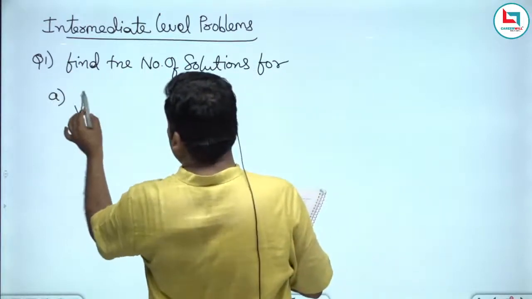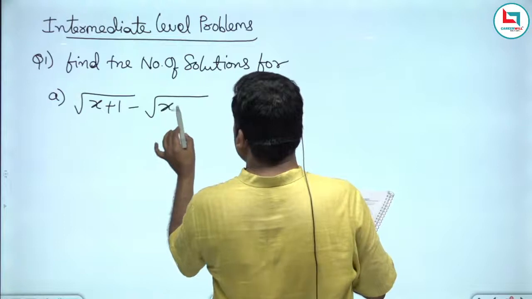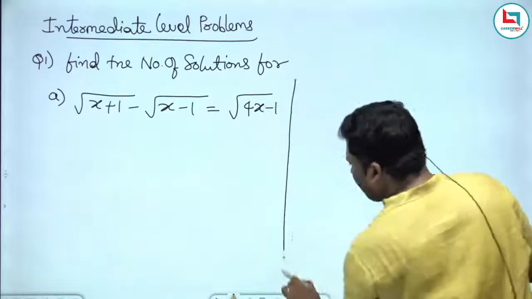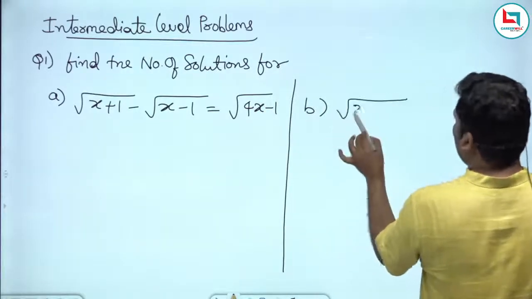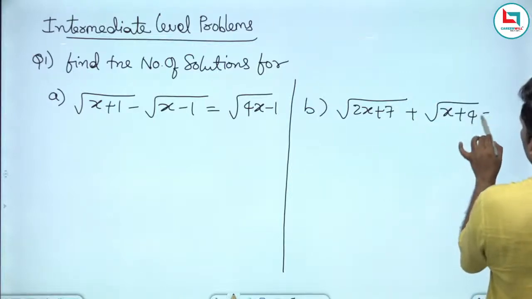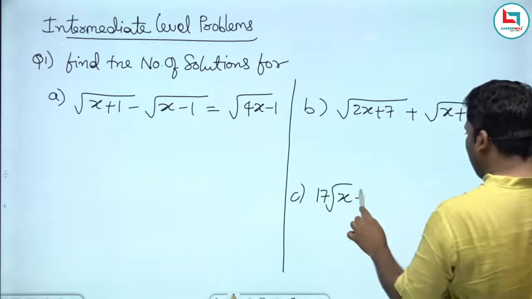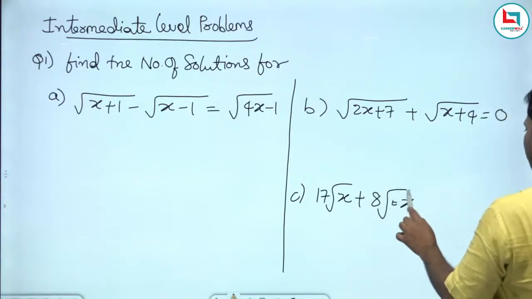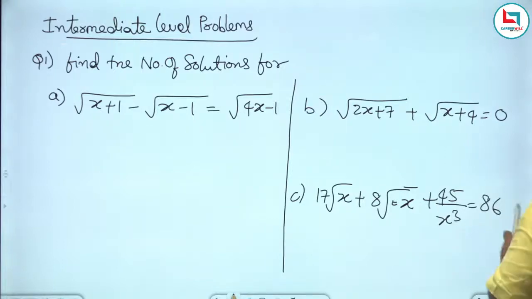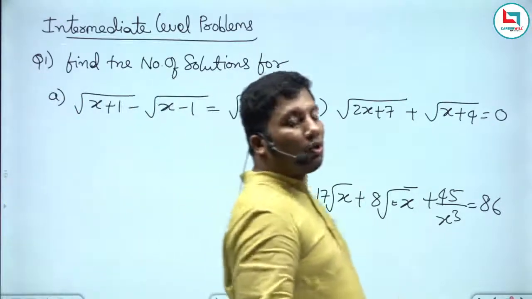Root of x plus 1. Very, very good question, sir. Root of x plus 1 minus root of x minus 1 equivalent to root of 4x minus 1. First question. Second question: root of 2x plus 7 plus root of x plus 4 equivalent to 0. Third one: 17 root x plus 8 root of minus x plus 45 by x cube equivalent to 86.